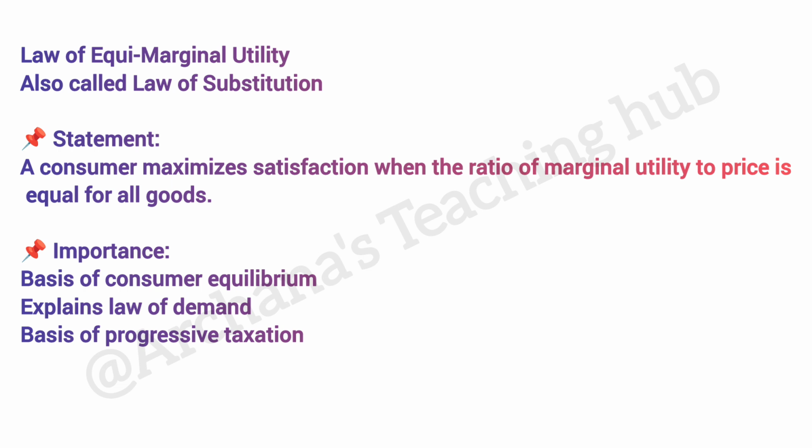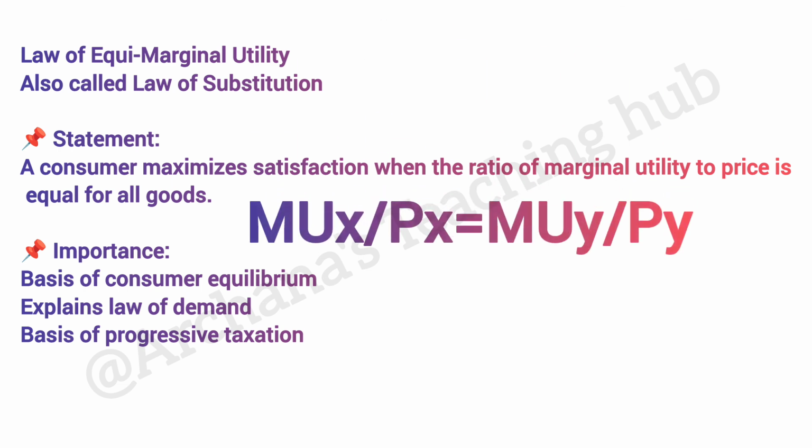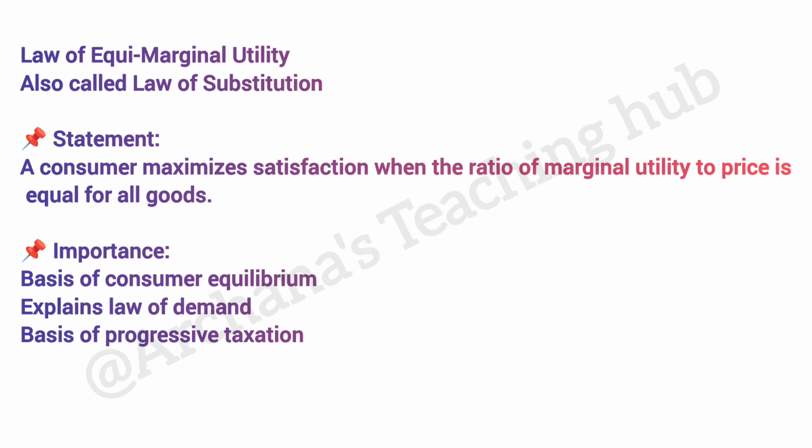Law of equi-marginal utility, also called law of substitution. A consumer maximizes satisfaction when the ratio of marginal utility to price is equal for all goods. MUx/Px is equal to MUy/Py. Importance: basis of consumer equilibrium, explains law of demand, basis of progressive taxation.